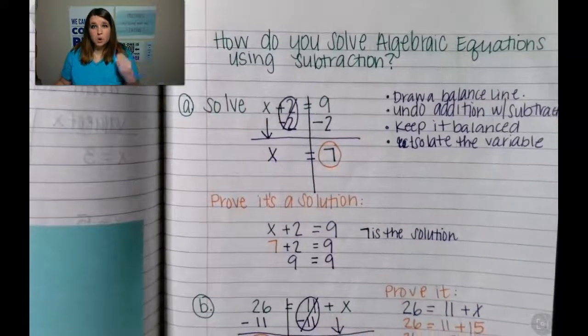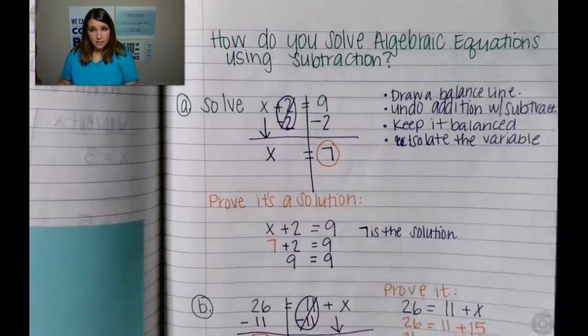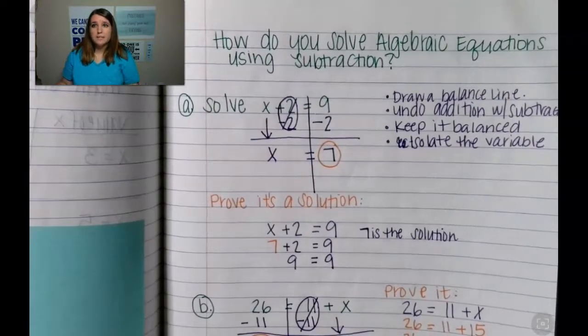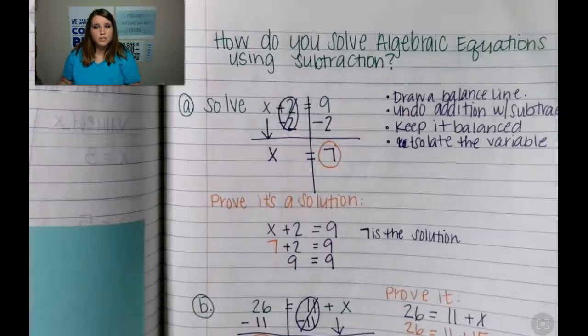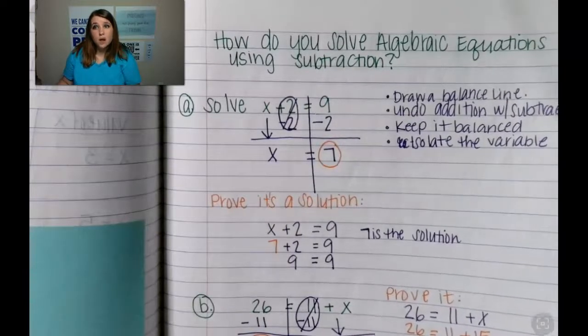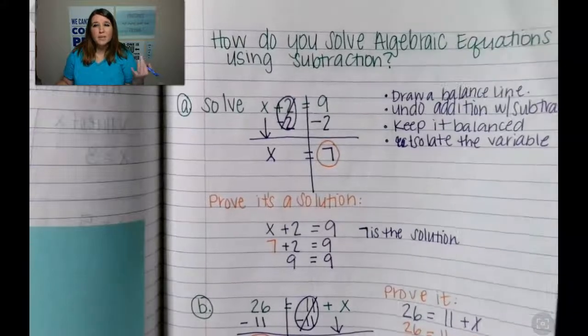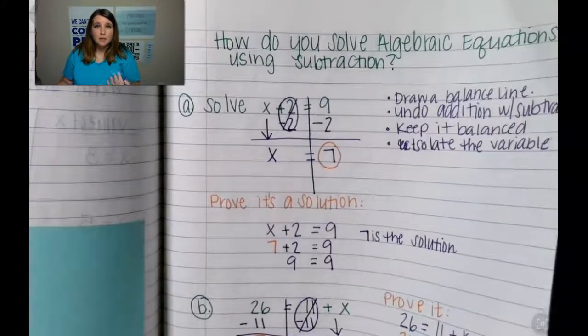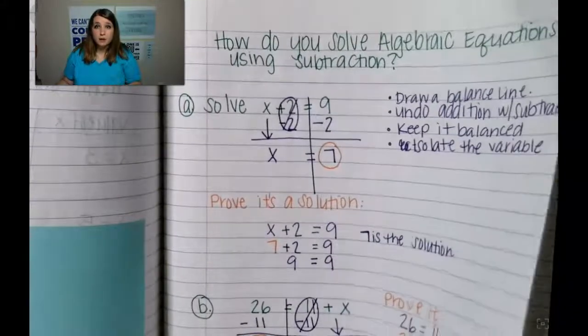Really important to always draw a balance line. Once you drew the balance line, you had to undo addition by using subtraction. So you had to do the opposite. And we remember that we always have to keep it balanced. We're trying to isolate the variable.